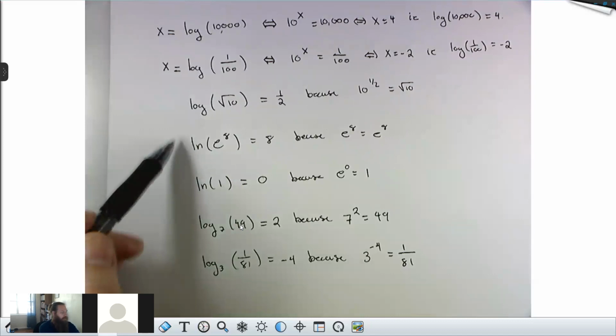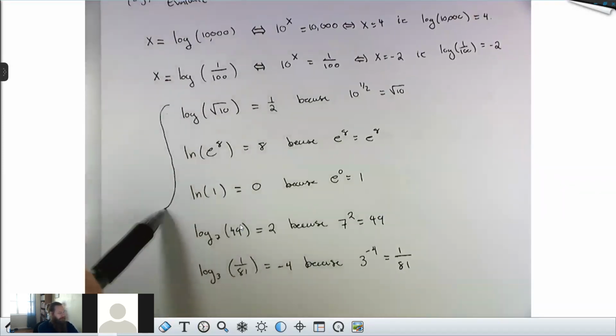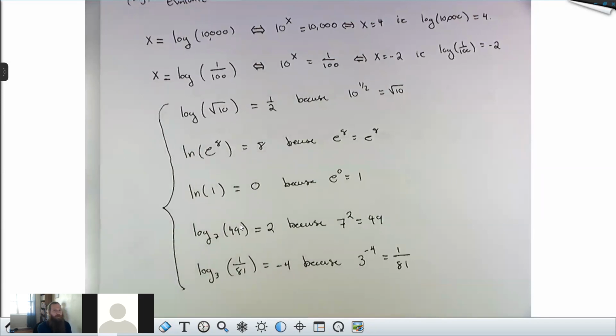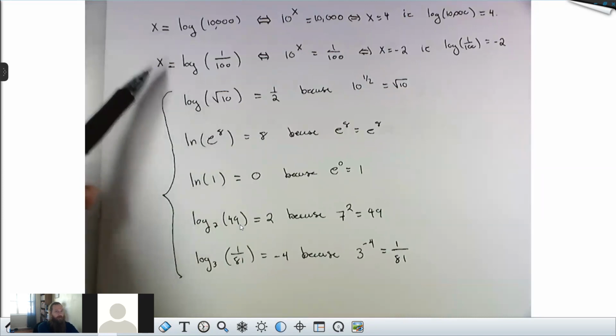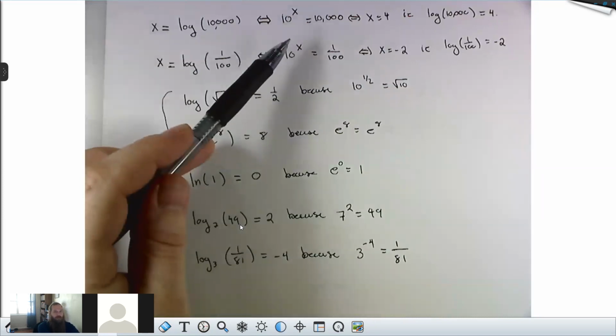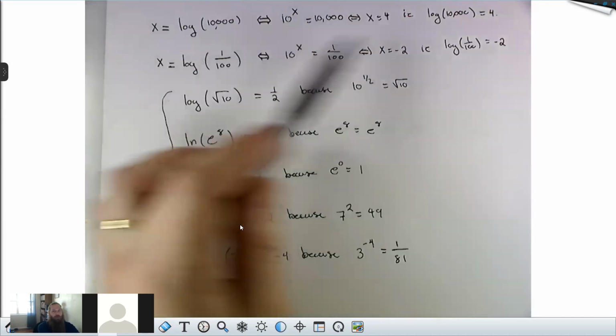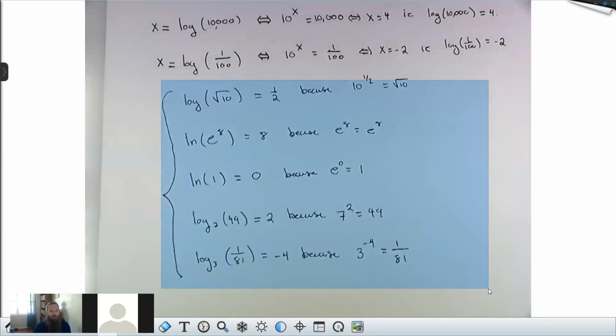So most of the time you'll make an argument like these, right? You should be getting comfy with these. But if you're ever stuck, you can always call the thing x and then rewrite it as an exponential statement and try to figure it out from there. Because that's really what we're doing in our heads every time we do this.